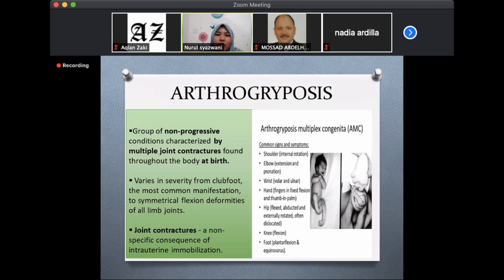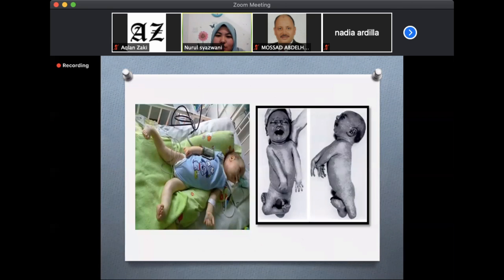Okay, arthrogryposis is a group of non-progressive conditions characterized by multiple joint contractures found throughout the body at birth. The joint contracture is a non-specific consequence of intrauterine immobilization. It varies in severity from clubfoot, the most common manifestation, to symmetrical flexion deformity of all limb joints. So first clubfoot, and then it progresses and causes flexion deformity of all limb joints. Okay, this is the picture of a severe case of arthrogryposis.